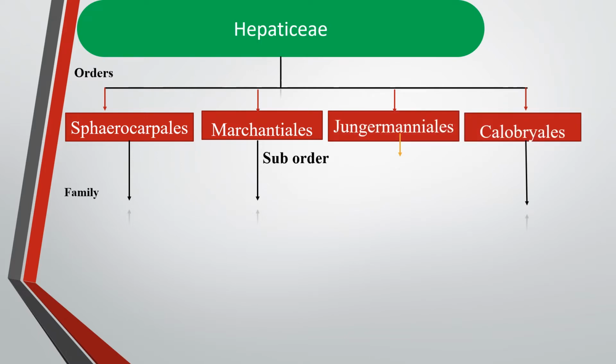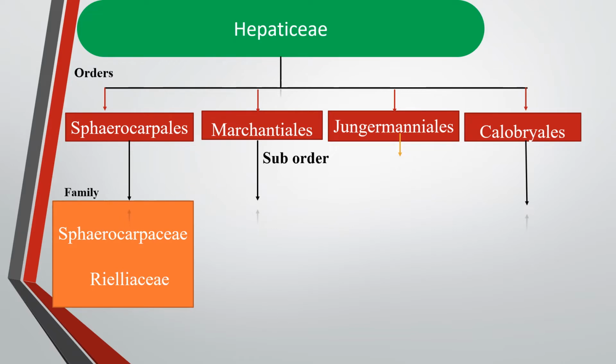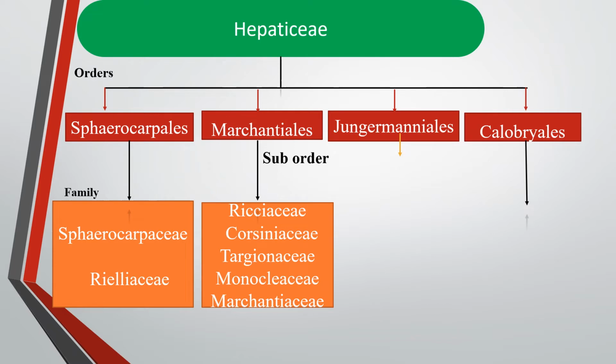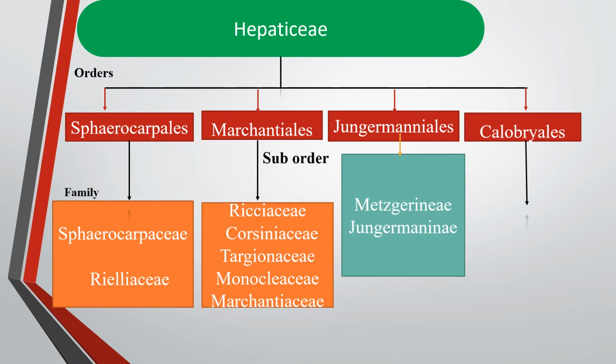In Spherocarpales, he included two families, Spherocarpaceae and Riellaceae, whereas in Marchantiales, he included 5 families: Ricciaceae, Corsiniaceae, Targioniaceae, Monocleaceae, and Marchantiaceae. Jungermanniales, he did not include directly families. He divided it into 2 suborders, Metzgeriineae and Jungermanniineae, and then he directly took some types in these. And Calobriales, he included only 1 family, and that is Calobriaceae or Haplomitriaceae.